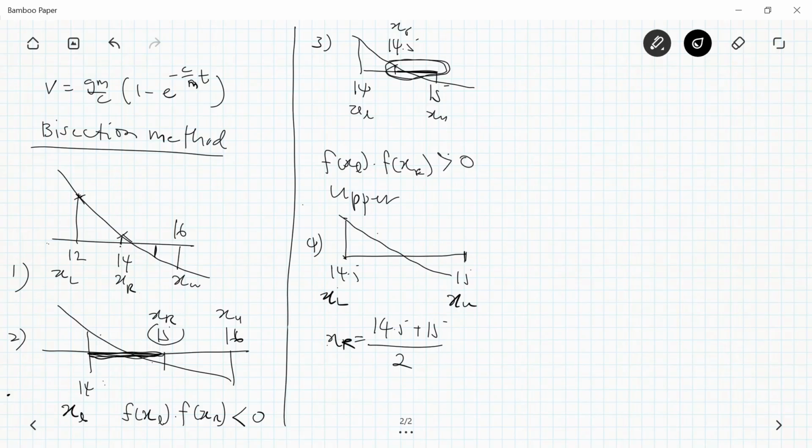So what you need to do is take the XR and then evaluate the lower subinterval to see if there's a root. If there's a root in the lower subinterval, then you change your upper limit XU to become your XR, your new XU, and so on. So this thing is in a loop. So you need to do this multiple times.